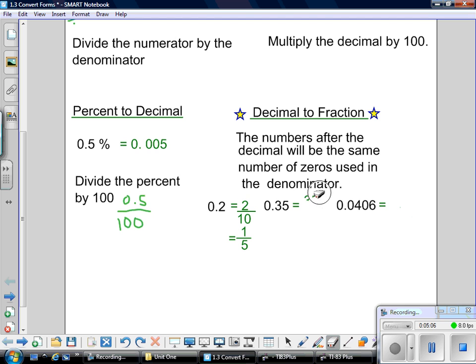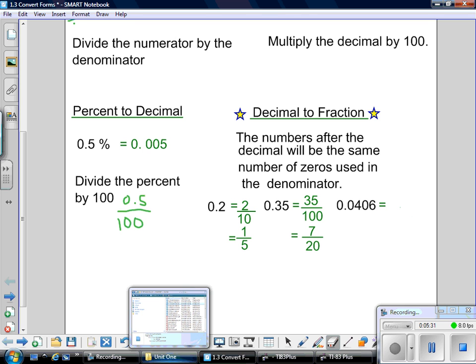So we're going to put 35 on the top, and on the bottom we're going to put how many zeros? Here's my decimal place, 1, 2. So I should have 2 zeros on the bottom, followed by a 1. So I end up with 35 over 100. Again, that is not in lowest terms because 5 will go into both of those. 5 goes into 35 7 times, and 5 goes into 100 20 times.